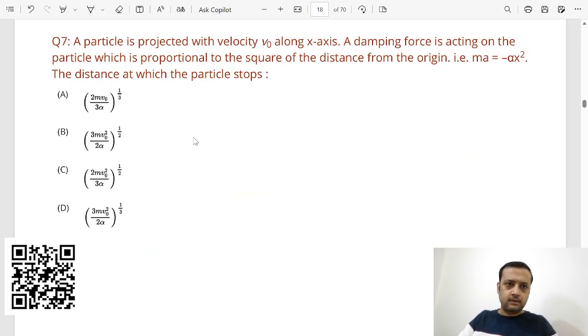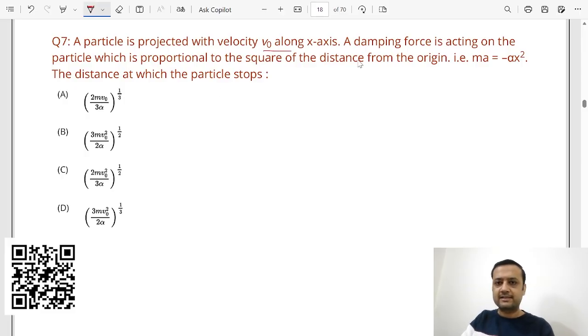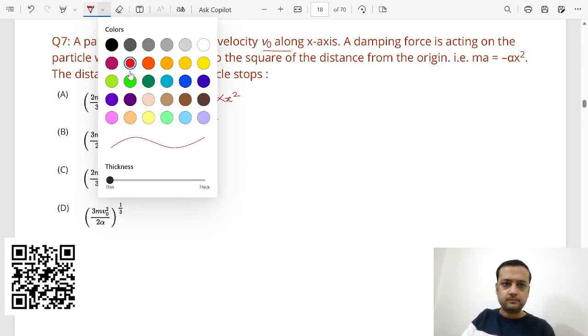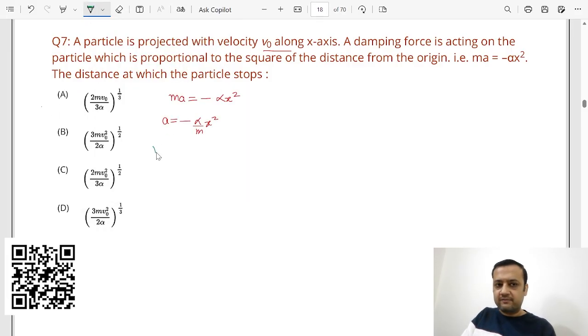In this question, a particle has been projected with the velocity v naught along the x-axis, and there's a damping force given by minus alpha x square. We need the distance at which the particle will stop. Very easy question again. Mass into acceleration is minus alpha x square, so acceleration will become minus alpha by m x square. Now acceleration we know can be written as v dv by dx in a 1D motion.